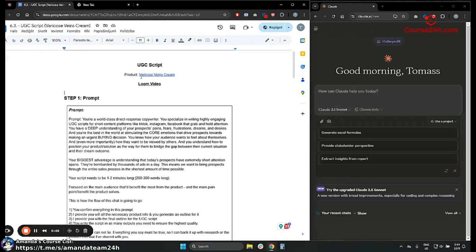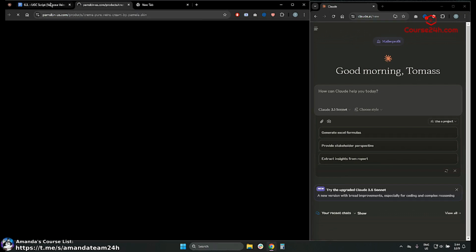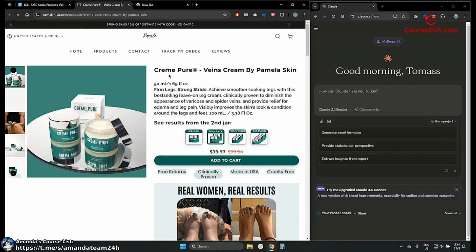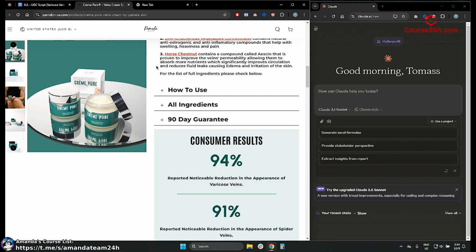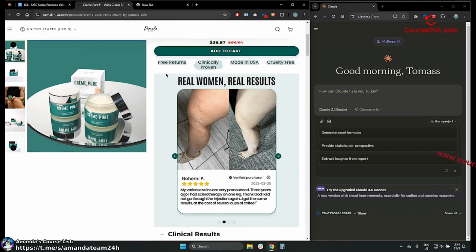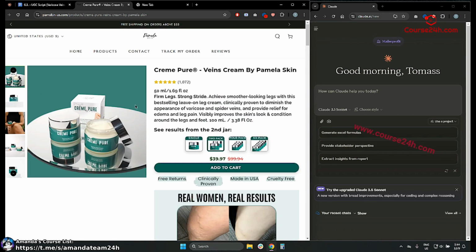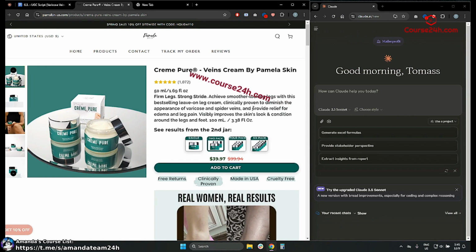All right, let's write an example of a UGC script right from scratch. So here I'll use this varicose veins cream. So a basic cream for varicose veins, nothing too special, some ingredients here and there. Also helps with edema, which is leg swelling and leg pain.